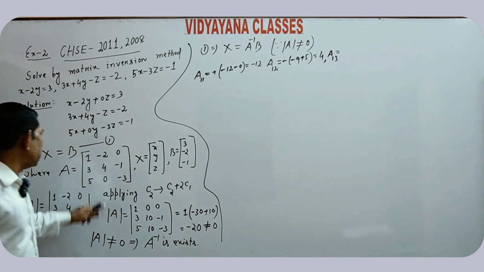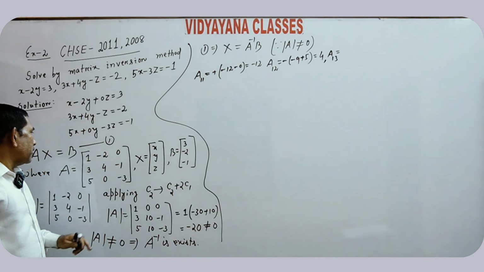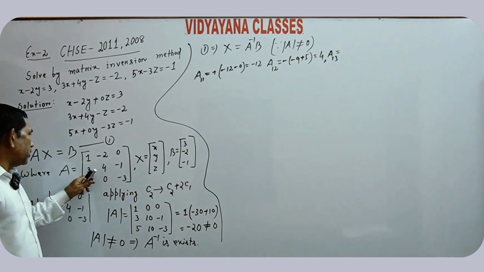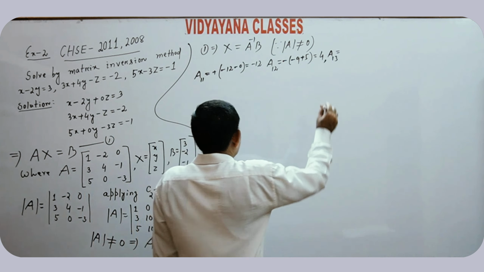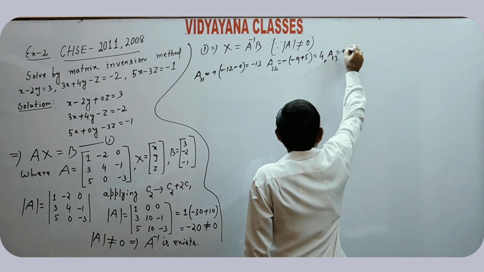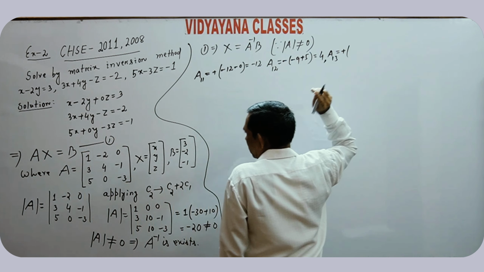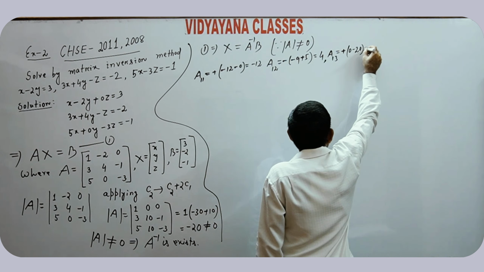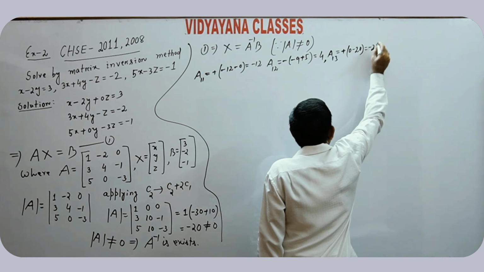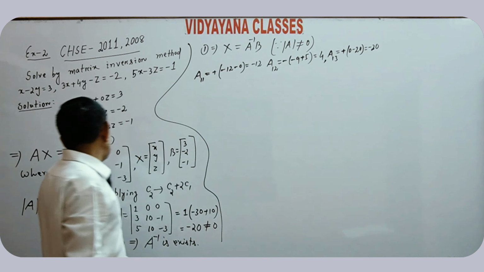A13, element of first row and third column. It gives 3 into 0, its sign is positive. 0 minus 20 is equal to minus 20.